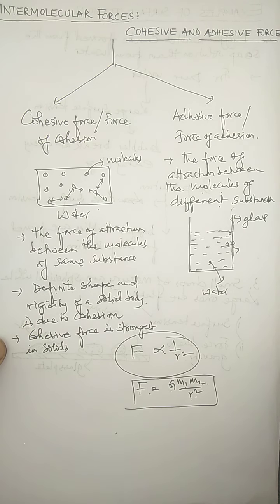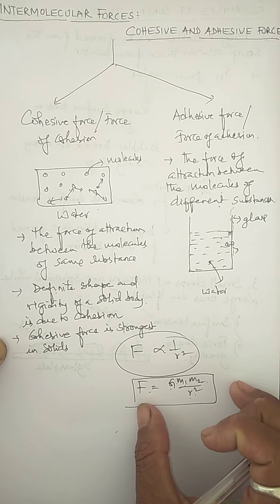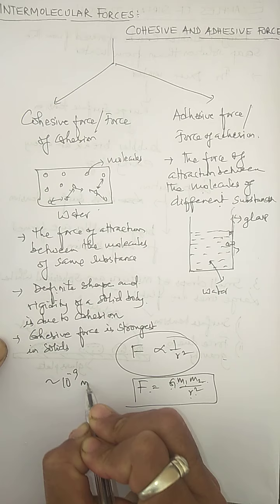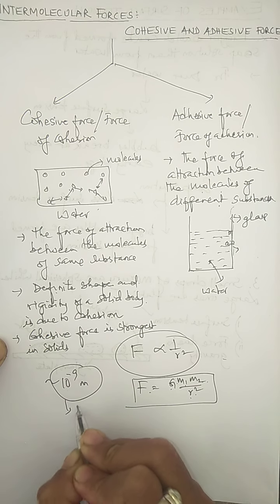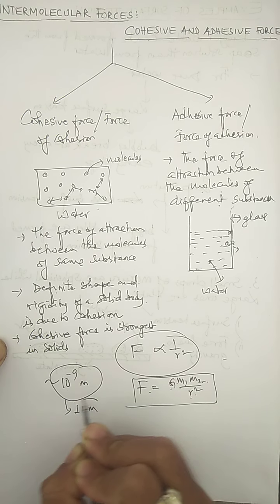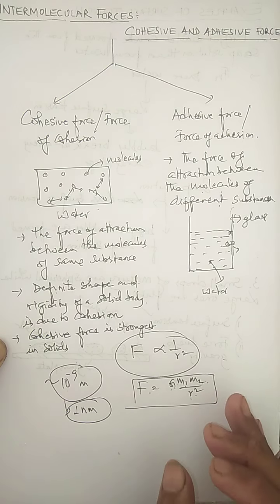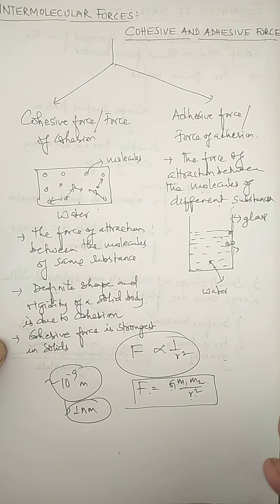Now, there is a distance, that is 10 to the minus 9 meter. You know 10 to the minus 9 meter means 1 nanometer, which is a very small distance. Suppose the distance between the molecules is greater than how much? 10 to the minus 9 meter, then the force of attraction between them is almost negligible. Almost what? Negligible. But within this limit, the force increases very rapidly as the distance between the molecules decreases.